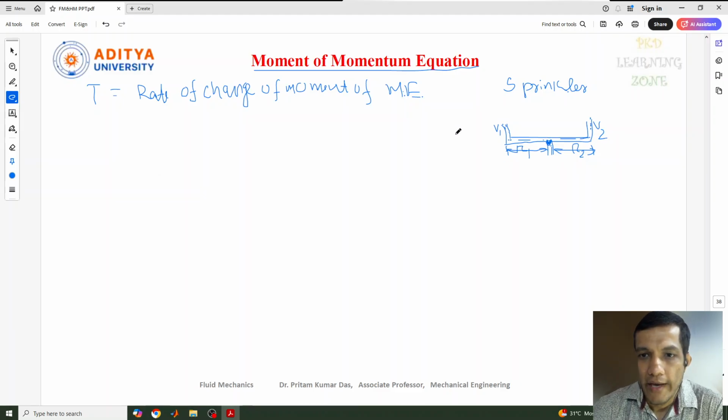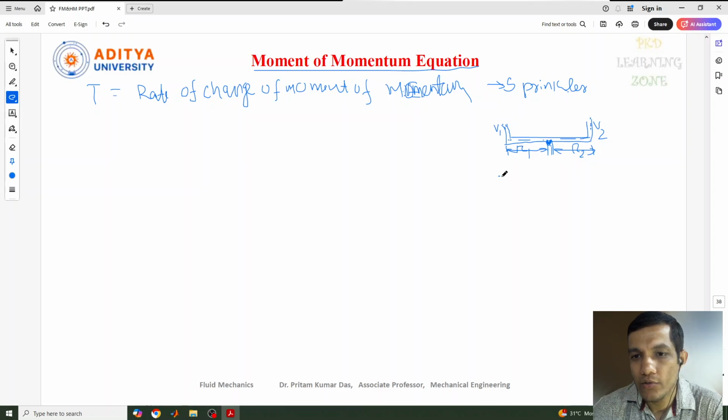As I told you, the moment of momentum equation is defined as the resulting torque being equal to the rate of change of moment of momentum. This is the equation we are going to derive. This is one example I have given you.